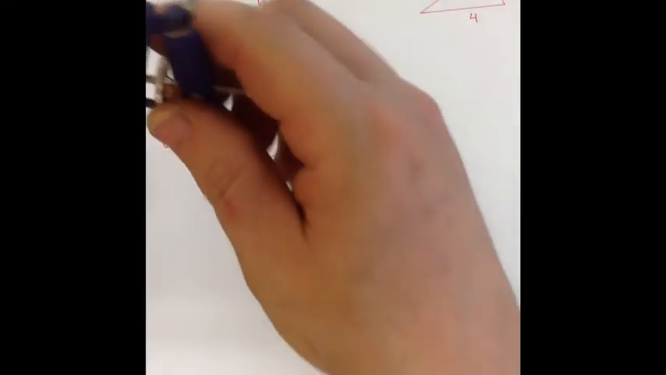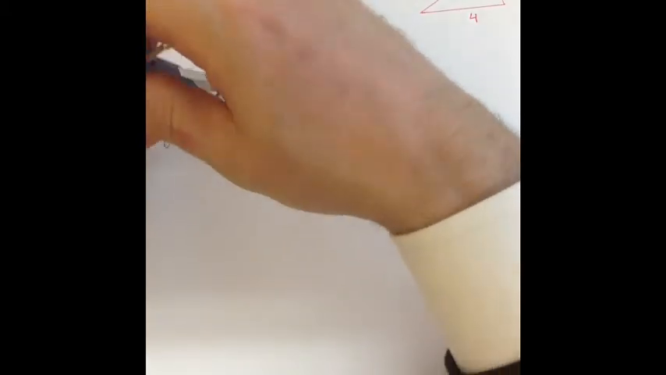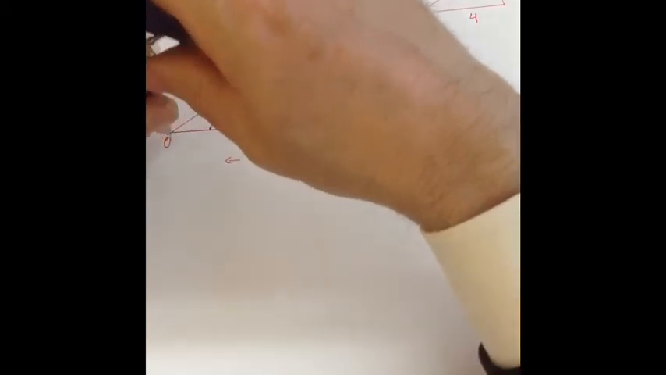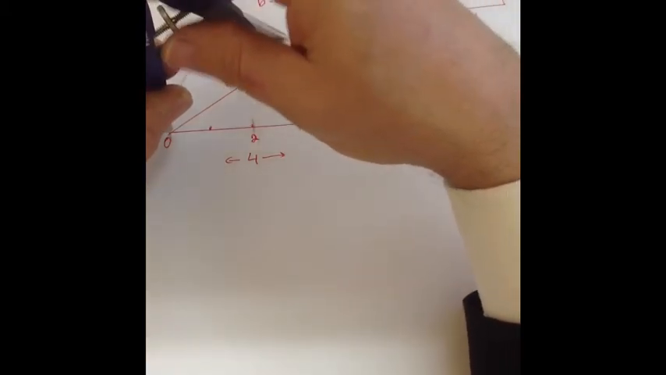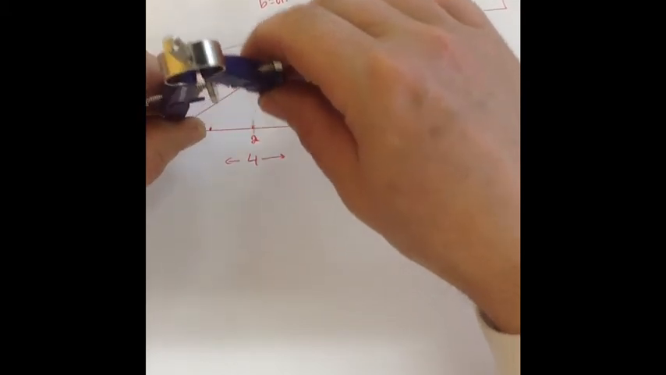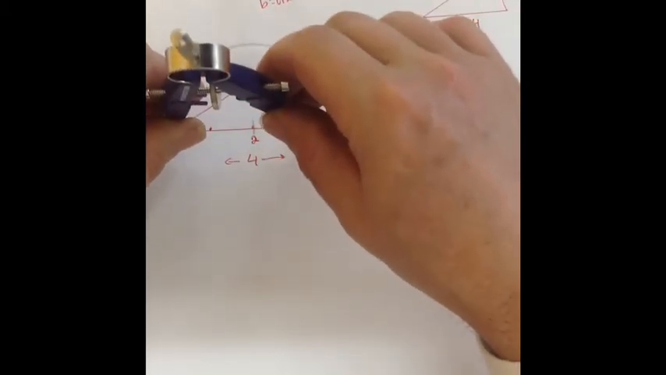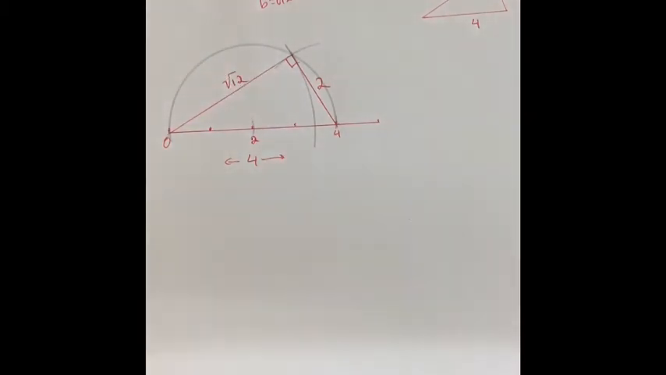Now we want to rotate the root 12 onto the number line, because that's what we're trying to do, put this on a number line. So I adjust my compass so the pencil meets where all these arcs cross, and I'm going to draw a little arc which crosses the number line. This is very close to 3.5. Notice this is 3.